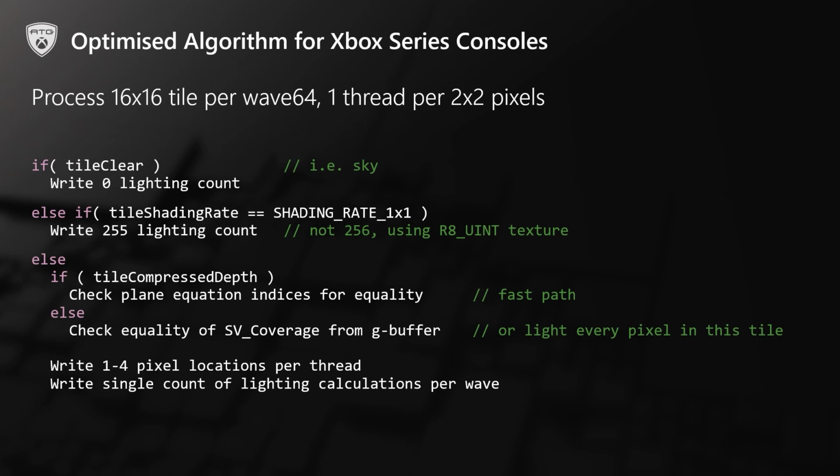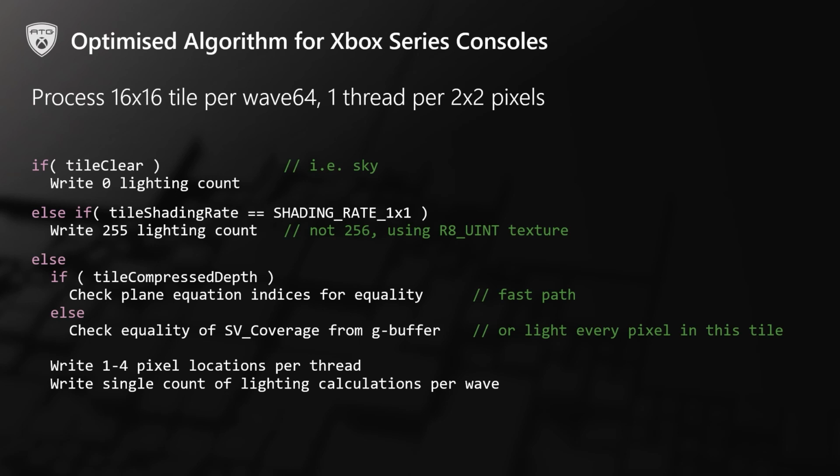So here's the pseudocode from Xbox that is producing these 2 buffers, that's producing the buffer of the number of lighting calculations to go and do, and the buffer of coordinates. This is specifically optimized for Xbox, where we can read compressed depth. So first thing, if the tile is clear, which we will know very quickly from compressed depth, then we have no lighting to go do. So there's an early out there.